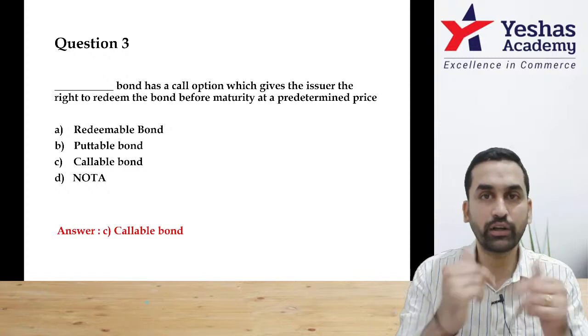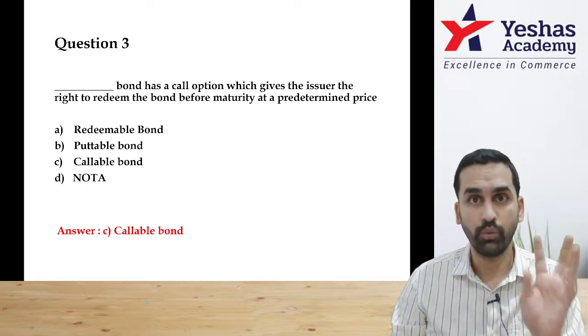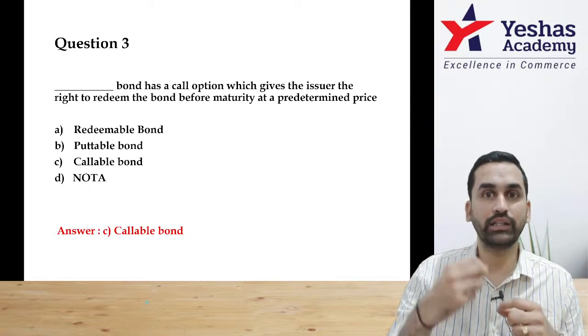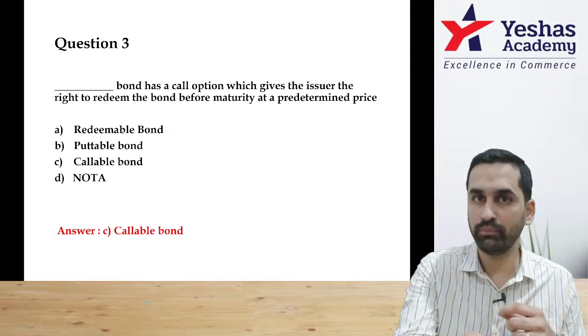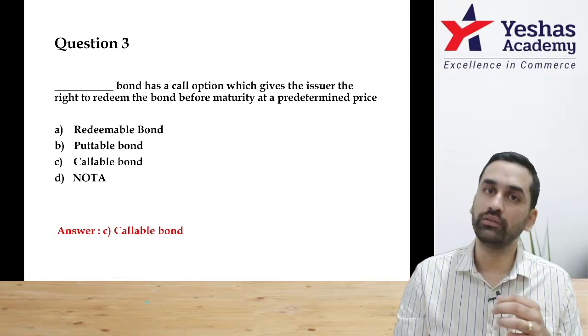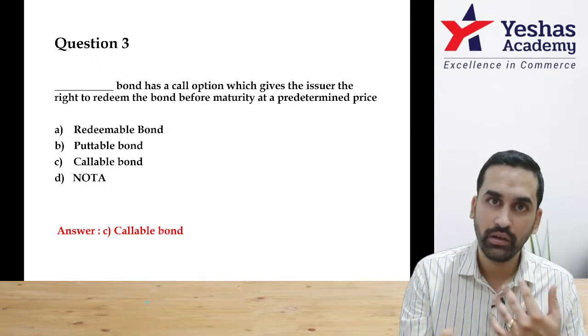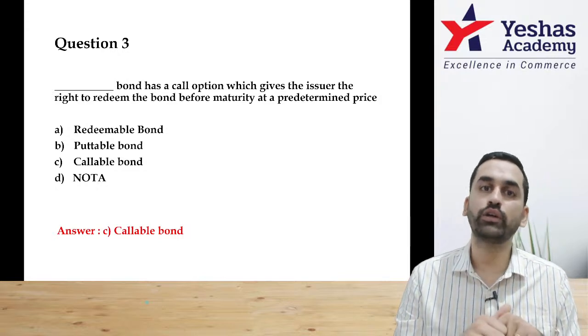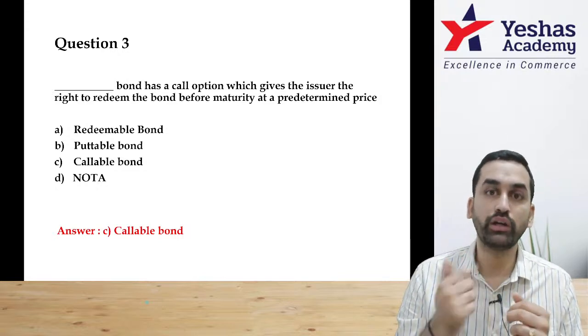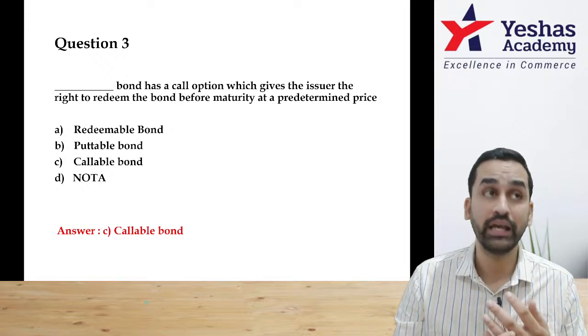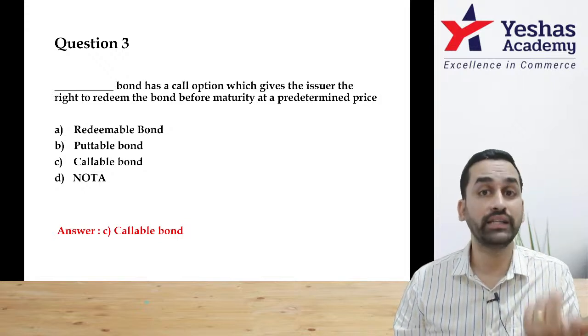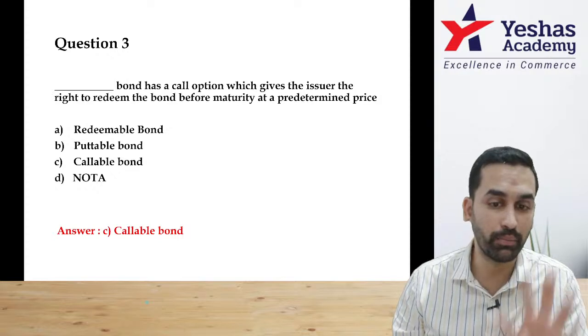Tell me what is the exact opposite of this? Puttable bonds. What is puttable bond? A Limited has issued a 3 years bond to a person, an investor. Now that investor wants to come to the company after 2 years and say, I want to redeem the bond now itself. I can't wait for 3 years. Can the investor do so? Answer is yes, if that bond is a puttable bond.